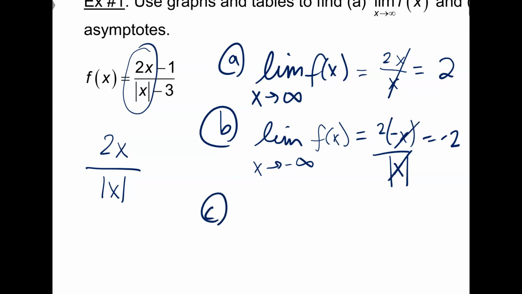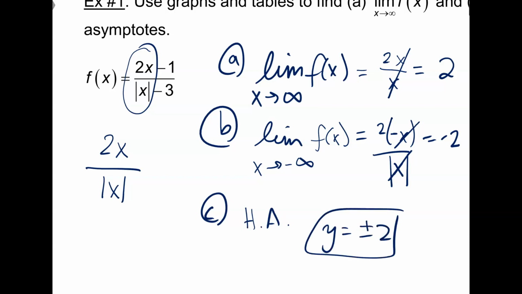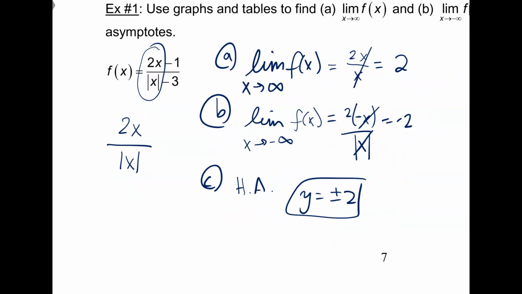And then C, we want to find the horizontal asymptotes. Well, clearly, where are my horizontal asymptotes? Exactly, positive and -2. HA, horizontal asymptote, VA, vertical asymptote, just to be clear if I write that on your paper. Okay, cool. So far, this is mostly what we've done already.